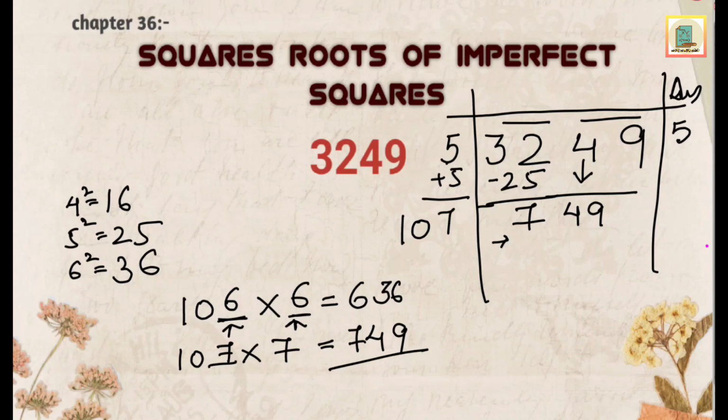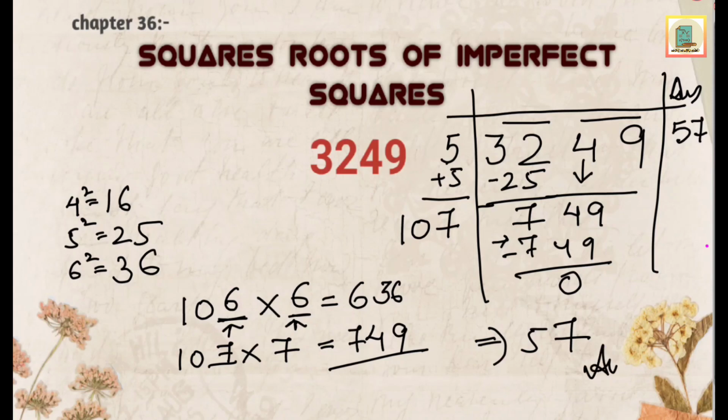So we'll write 7 over here and 7 in the answer. Minus 749, so the remainder is 0. So the answer is 57. So the square root of 3249 is 57. So now let's take another example to understand this concept better.